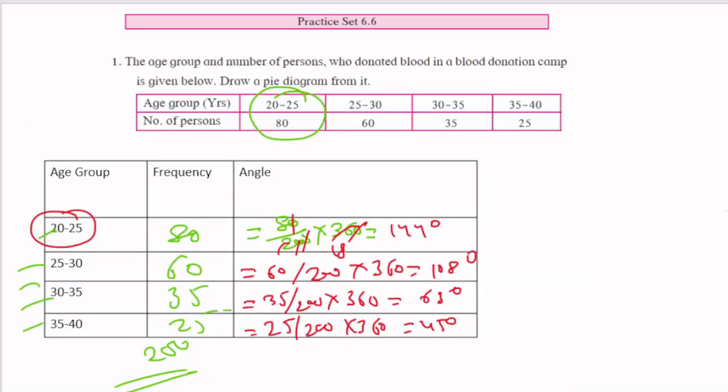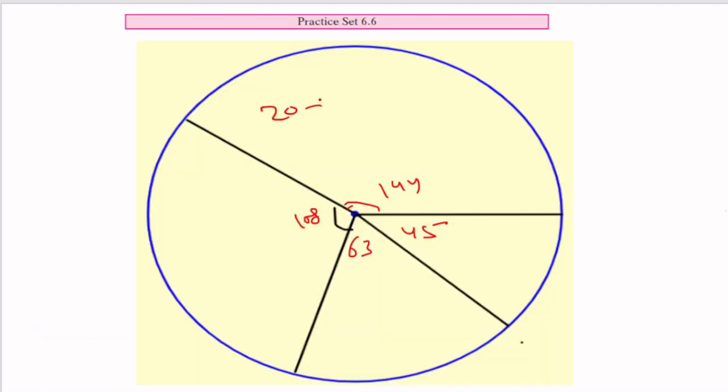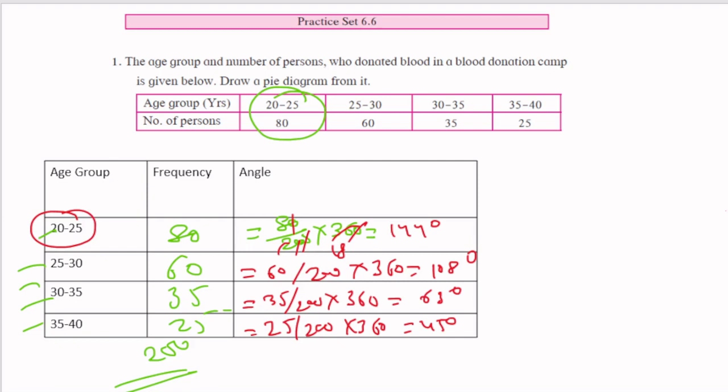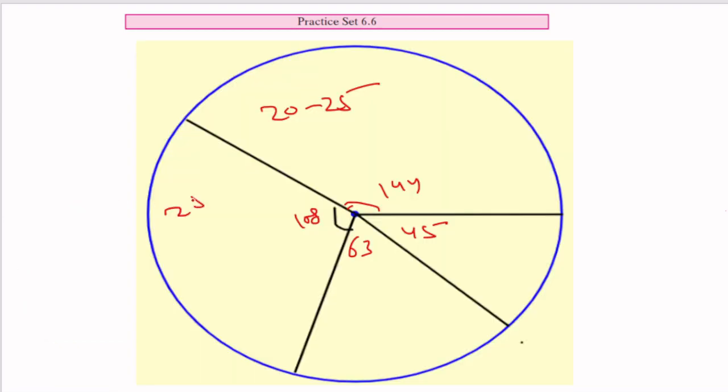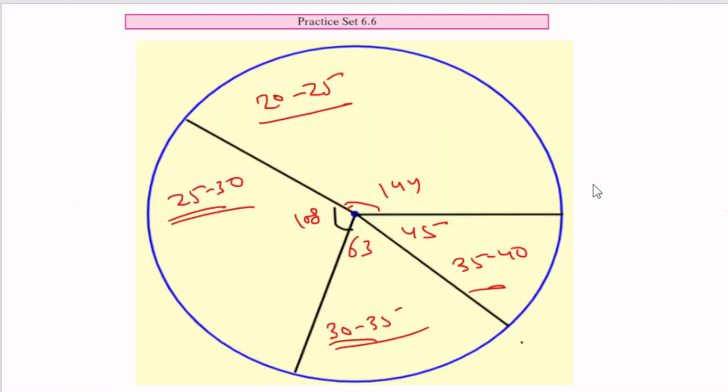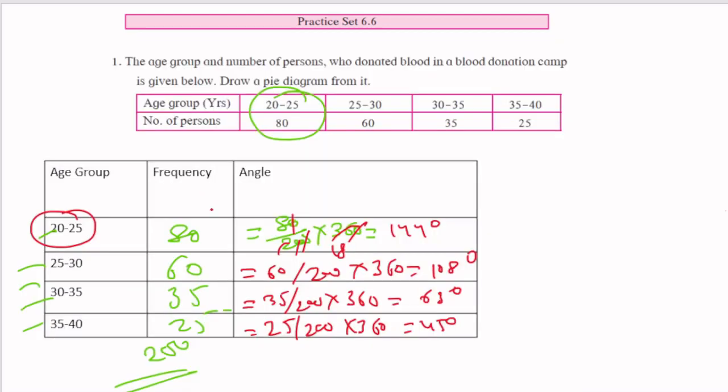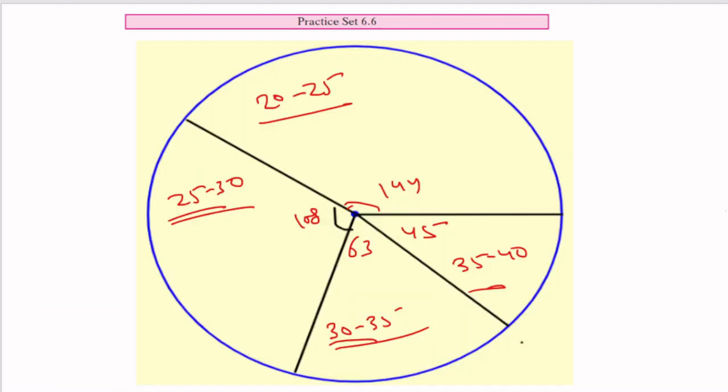Now we can put the age groups also if you want. This is nothing but 20 to 25, and the next one will be 25 to 30. This way you can draw the pie diagram. It's easy. The only thing you have to do is find the angle. Once you find the angle, use your protractor and scale and get the pie diagram. It's simple. Do not worry, right?